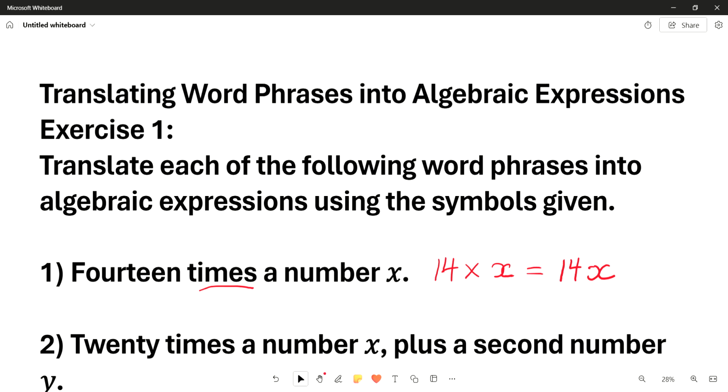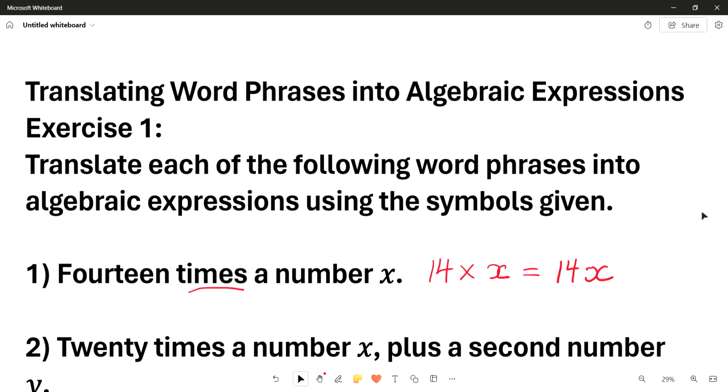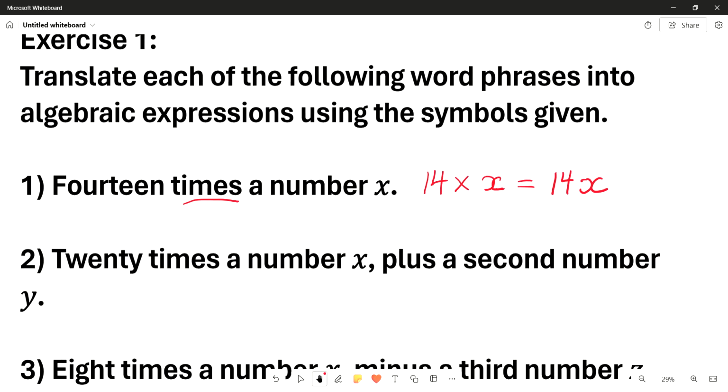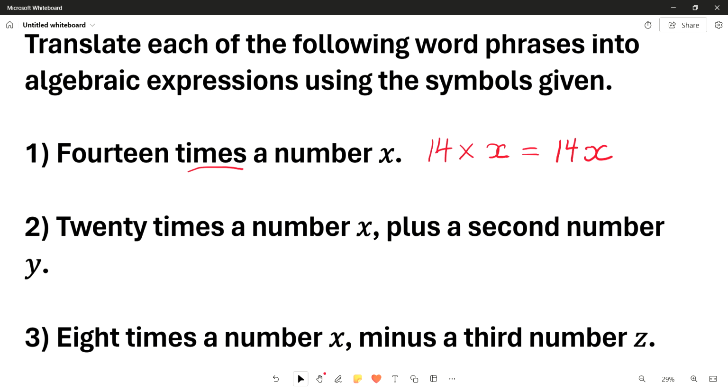Now, if you have to go back to the last video on translating word phrases into algebraic expressions, go ahead and do so that you can see how we do basic multiplication, division, addition, and subtraction of algebraic terms.